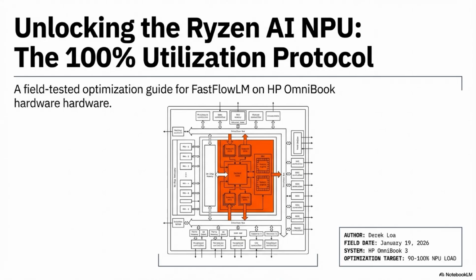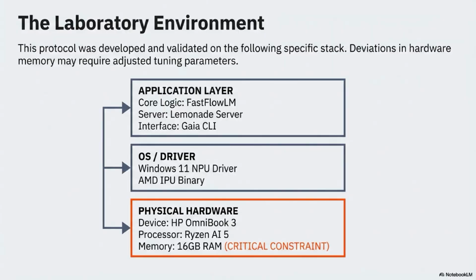Hey, I'm Derek. After running on an AMD Ryzen AI NPU, I discovered something that the official guides completely missed. Most NPU optimization content is vague. Mine isn't. This is my exact process for achieving up to 100% NPU utilization on the HP OmniBook 3. It's tested, reproducible, and it works.